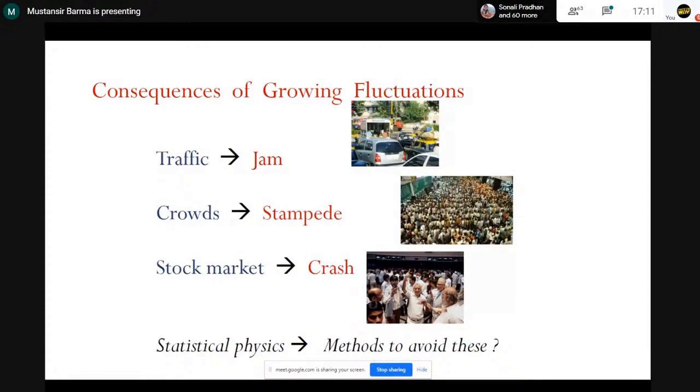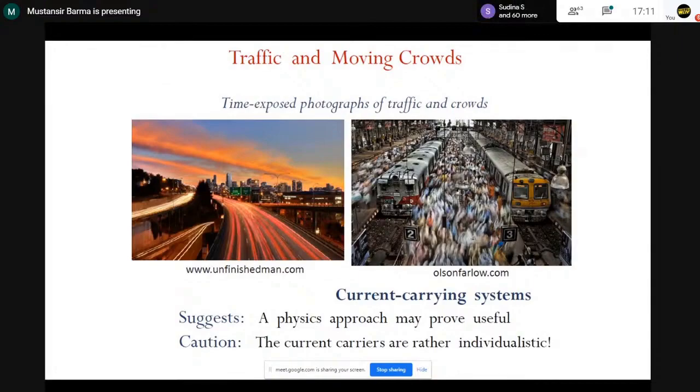This is what I would have liked to tell you all about in some detail, but let me do it fast. So here are two pictures. These are cars moving, the tail lights of cars. And here are people walking on a platform. And the point I wanted to bring out is that both these systems are actually current carrying systems. I mean, there is drift, there is motion in one direction. And from a general study of current carrying systems, one knows that fluctuations in these systems behave quite differently in general from fluctuations in normal equilibrium systems. So that knowledge we have from statistical mechanics can be put to use in these systems as well.